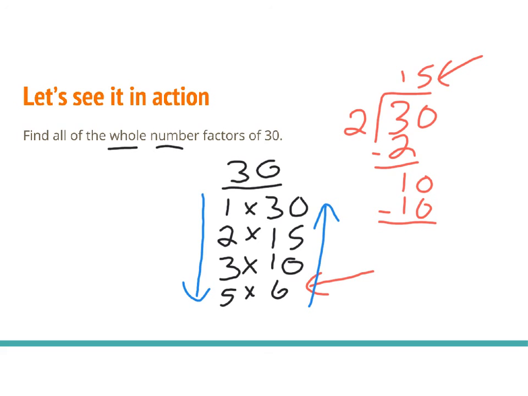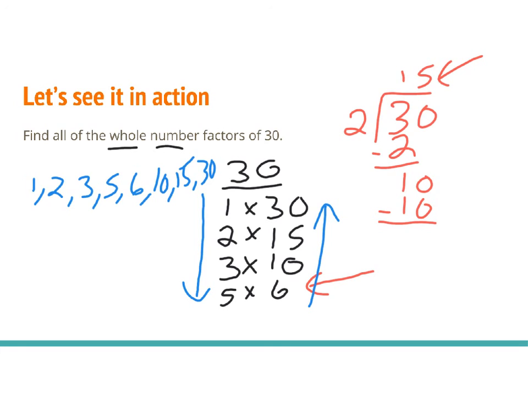So they are in order: 1, 2, 3, 5, going up the other side, 6, 10, 15, and 30. So those right there are all the numbers that are factors of 30. I can multiply them and get factors of 30.